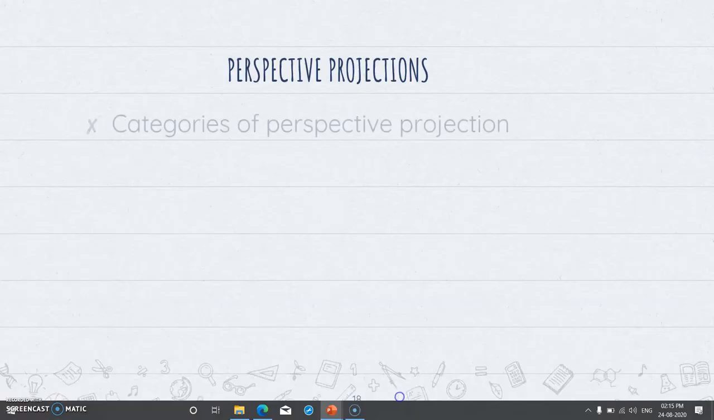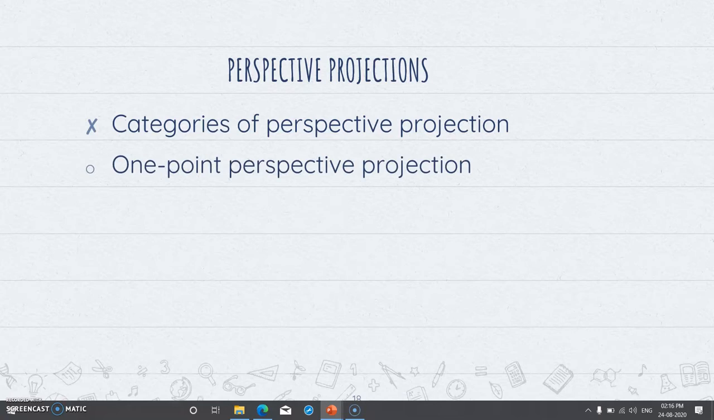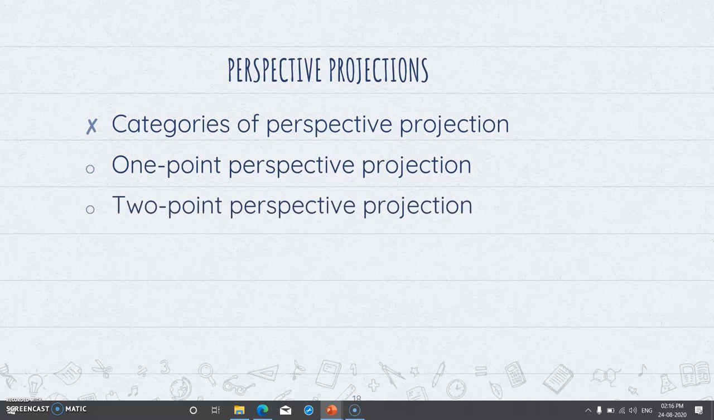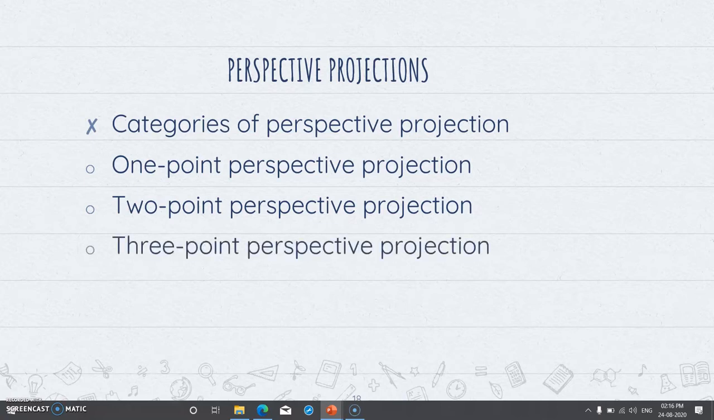Now we have the categories of perspective projection. It is based on the number of axes the projection plane cuts, or by the number of principal vanishing points. We have 1 point perspective projection. Here the projection plane cuts only one axis. 2 point perspective projection: here the projection plane cuts 2 principal axes and it is used in architectural engineering and industrial design. Then we have 3 point perspective projection. Here the projection plane cuts all the 3 principal axes and they are used less frequently actually.